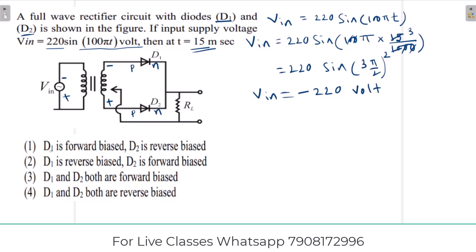Now see the options. D1 is forward biased? This is wrong. D1 is reverse biased, D2 is forward biased. So option 2 is correct. D1, D2 both are forward biased? No. D1 and D2 both are reverse biased? No. So D1 is reverse bias and D2 is forward bias. So option 2 is the correct answer.